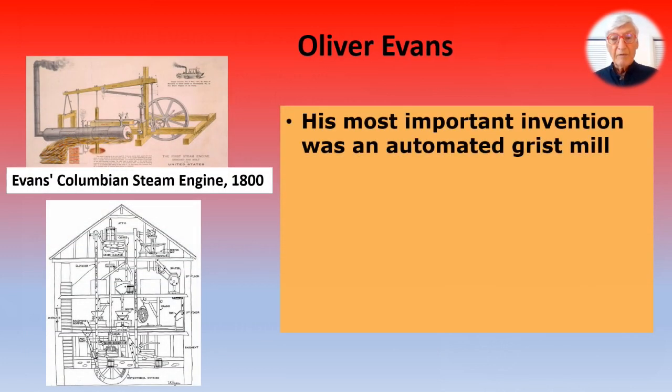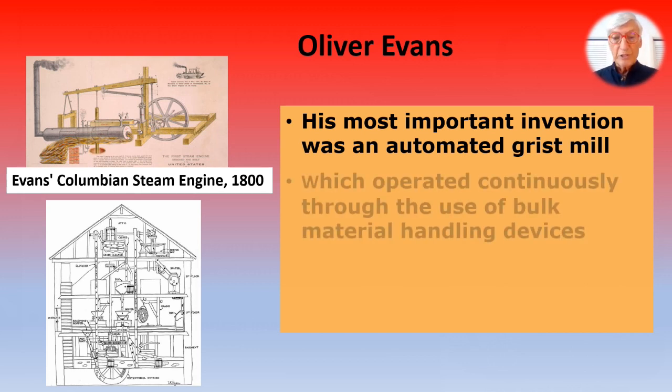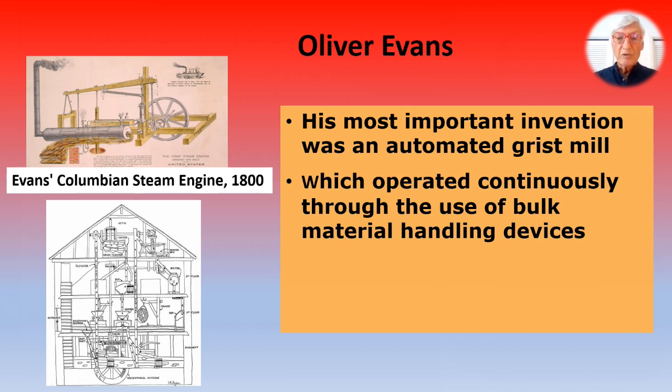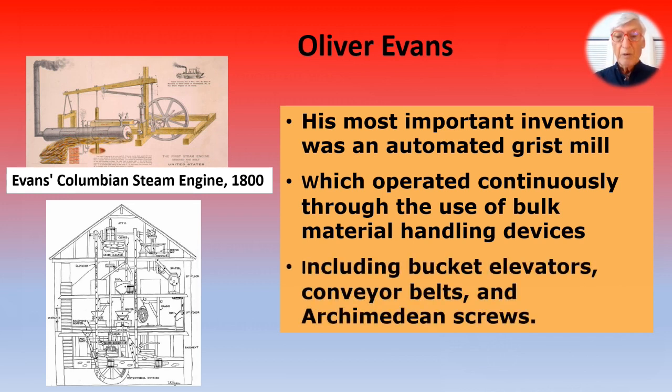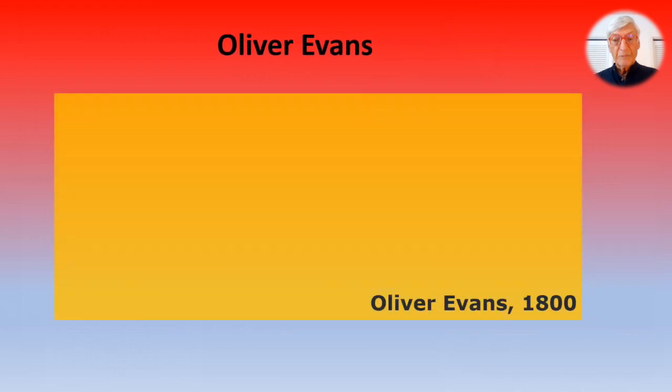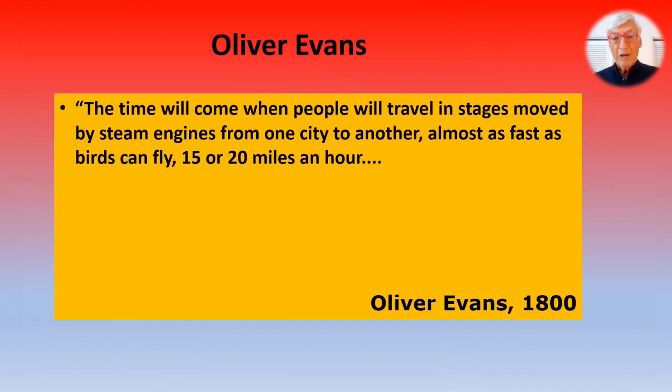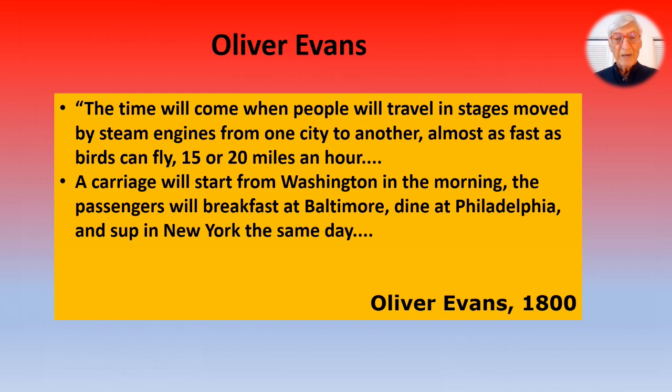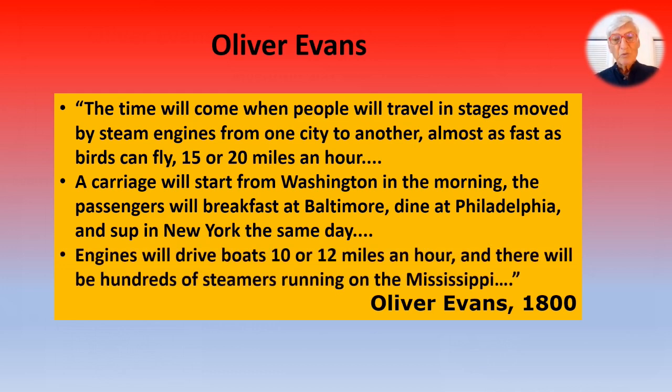Oliver Evans' most important invention was an automated grist mill, which operated continuously through the use of bulk material handling devices, included bucket elevators, conveyor belts, and Archimedean screws. Fascinating to watch these if you're ever there. Oliver Evans is quoted as saying the following in 1800: "The time will come when people will travel in stages moving by steam engines from one city to another, almost as fast as birds can fly, 15 or 20 miles an hour. A carriage will start from Washington in the morning. The passengers will breakfast at Baltimore, dine at Philadelphia, and sup in New York on the same day. Engines will drive boats 10 to 12 miles an hour."